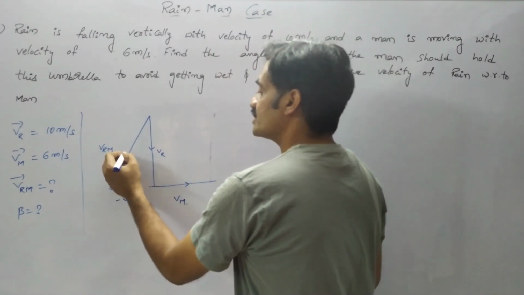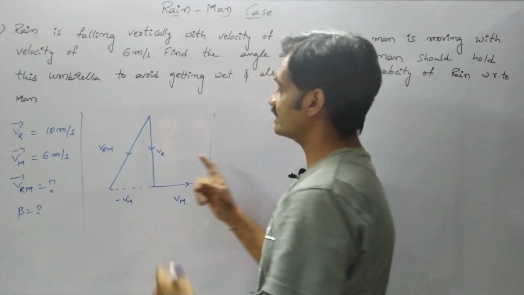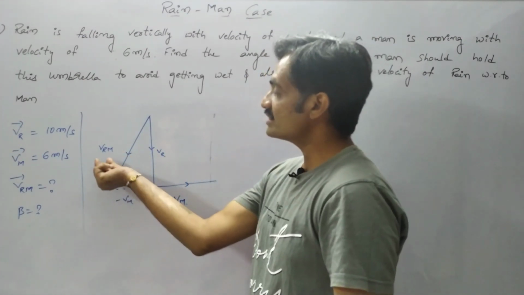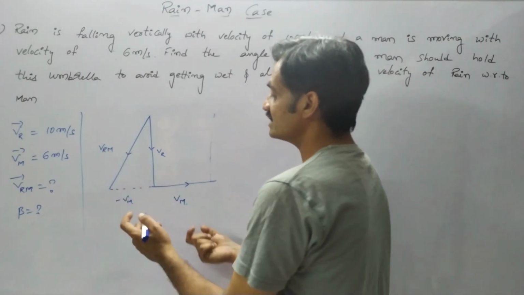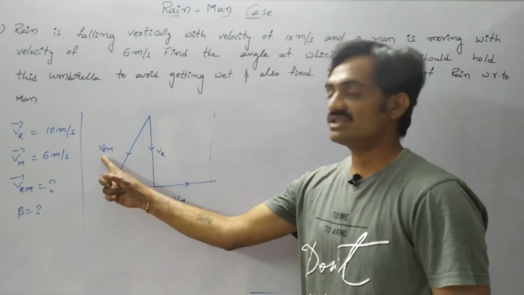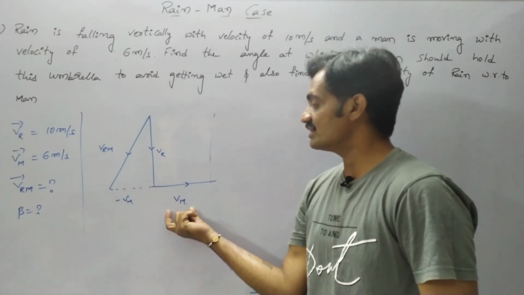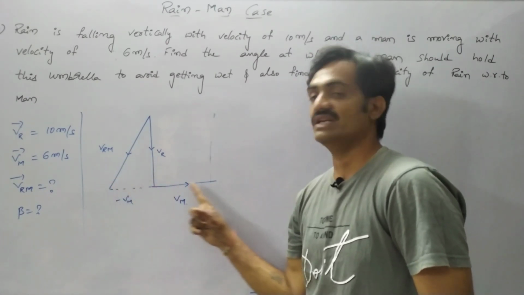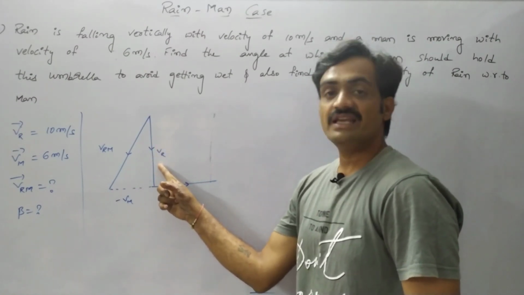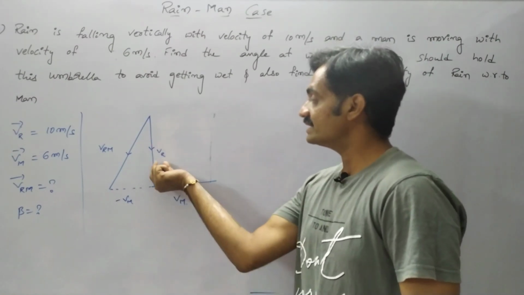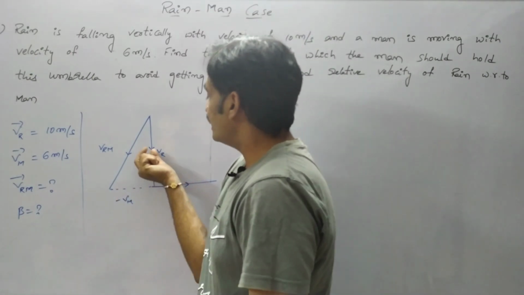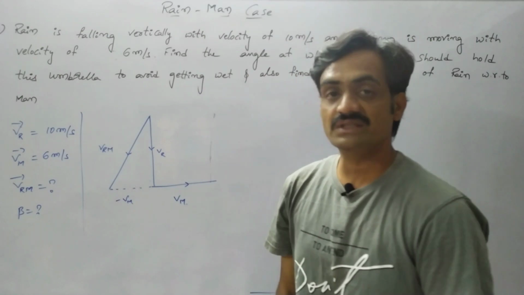Observe that the direction of v suffix r, the velocity of the rain, should be opposite to that of the velocity of the rain with respect to man as well as the velocity of the man. As you observe, these two are in the same direction in a triangle, the velocity of the rain with respect to man and the velocity of the man, whereas here the velocity of the rain is in the opposite direction. It is similar to a resultant velocity. So that's why it is being represented in the opposite direction.